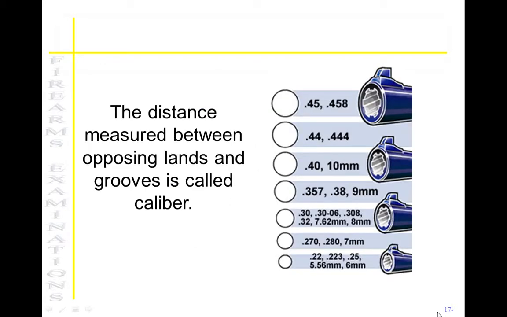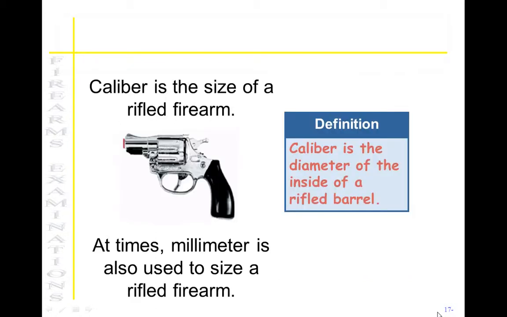The distance measured between opposing lands and grooves for rifled weapons is called caliber. This is how various rifled firearms are categorized. It is the actual size of that rifled firearm. Essentially, the caliber is the diameter of the inside of that rifled barrel.